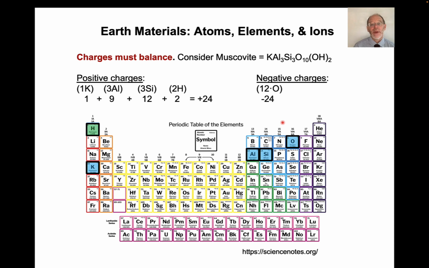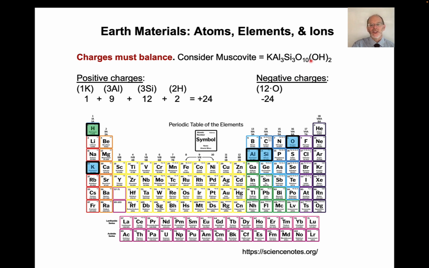So again, the charges have to balance. So let's take a really complicated mineral like muscovite, potassium, aluminum, silicate with some hydroxyl associated with it. If we look at all the cations, so this is potassium, aluminum, silicon, and hydrogen. Hydrogen and potassium both have a charge of +1, so 1 potassium is 1, 2 hydrogens is 2. Aluminum sitting over here, column 3, has a charge of +3, so 3 aluminums, charge of +9. Silicon, column 4, always +4, so 3 silicons, a charge of +12. We add up all this together and we get a charge of +24.